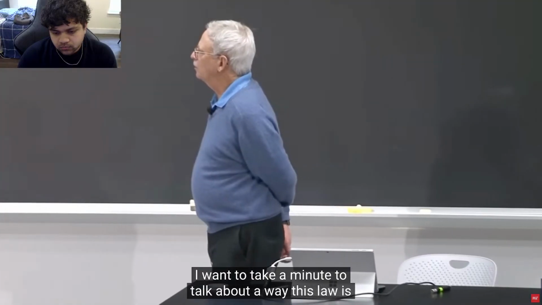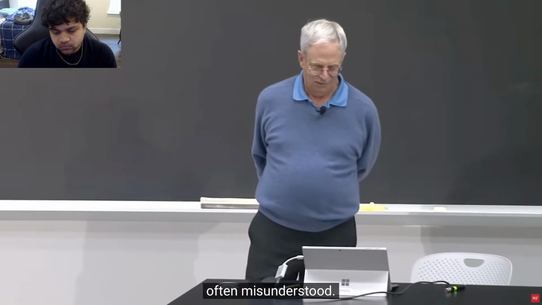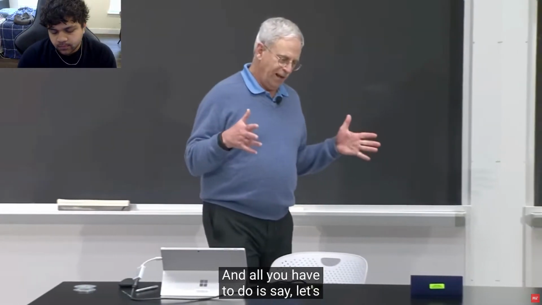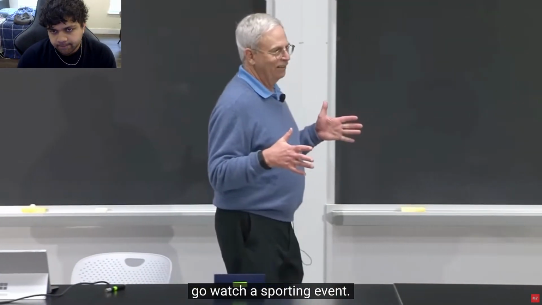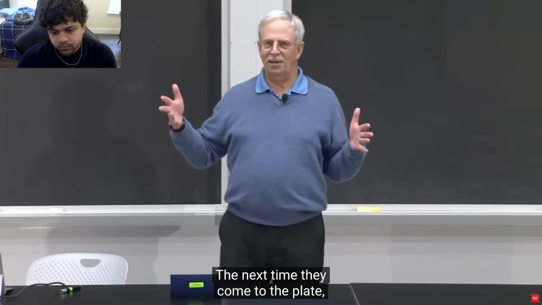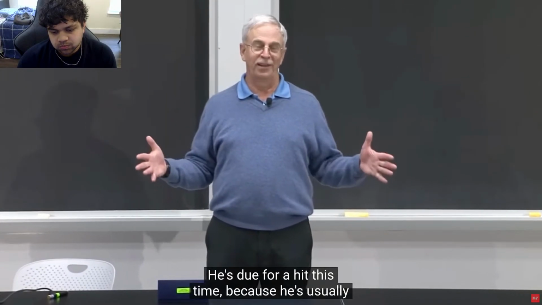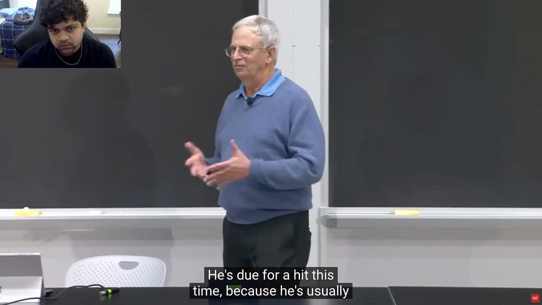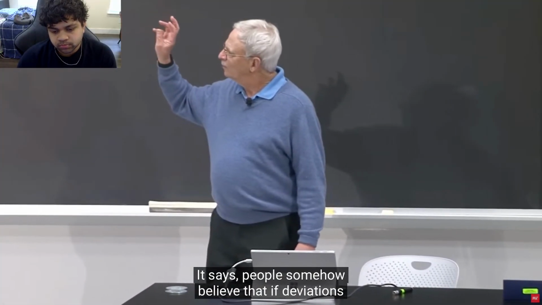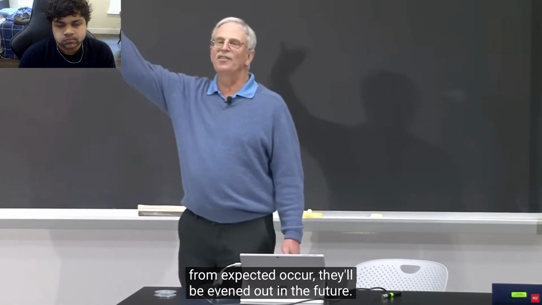I want to take a minute to talk about a way this law is often misunderstood. This is something called the gambler's fallacy. All you have to do is go watch a sporting event, and you'll watch a batter strike out for the 6th consecutive time. The next time they come to the plate, the idiot announcer says, well, he struck out 6 times in a row. He's due for a hit this time, because he's usually a pretty good hitter. Well, that's nonsense. People somehow believe that if deviations from expected occur, they'll be evened out in the future.